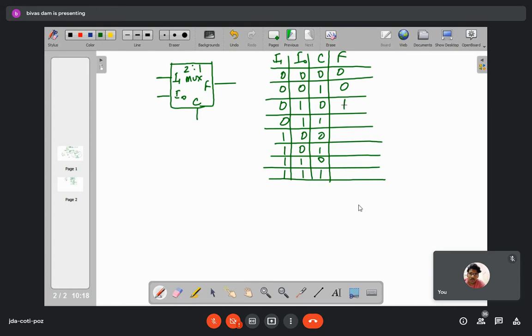Sir, could you explain once more the work of the control input? The control input pattern selects one of the 2 to the power n input lines and connects that to the output. And if the decimal equivalent value of the control input pattern is D, ID will get connected to the output. That means whatever value is available in the ID input line will simply get copied to the output. Okay, sir.